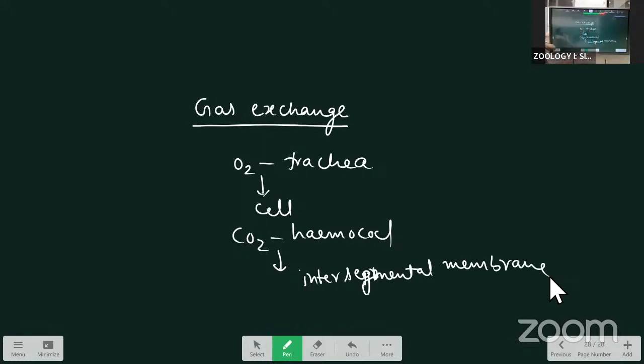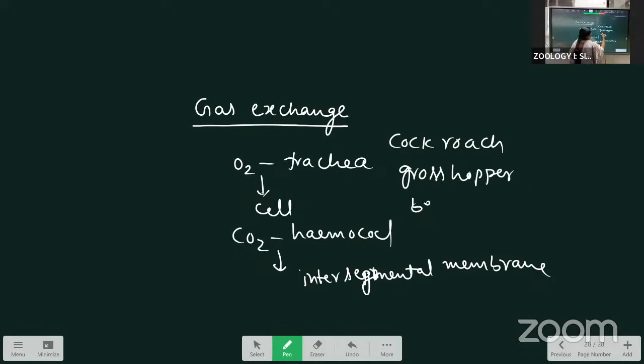Here the discontinuous ventilation is present in which ones? Some insects like the cockroach, grasshopper, and beetles. Incomplete means discontinuous ventilation. What is it? Discontinuous ventilation occurs.